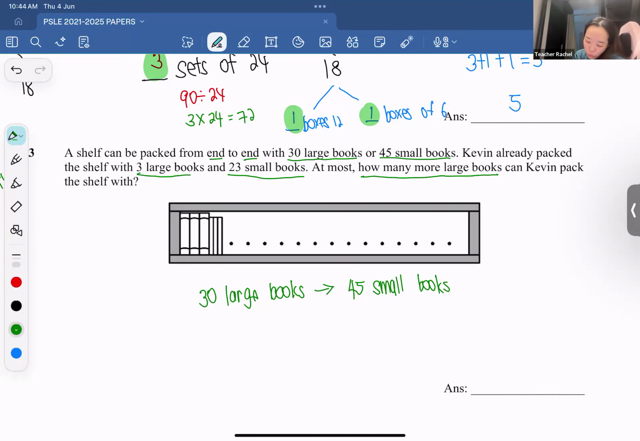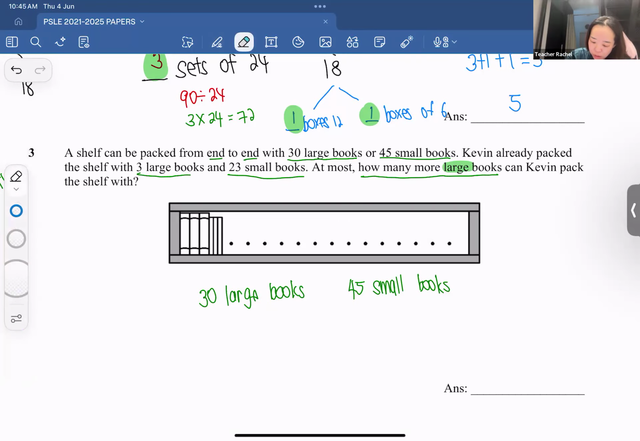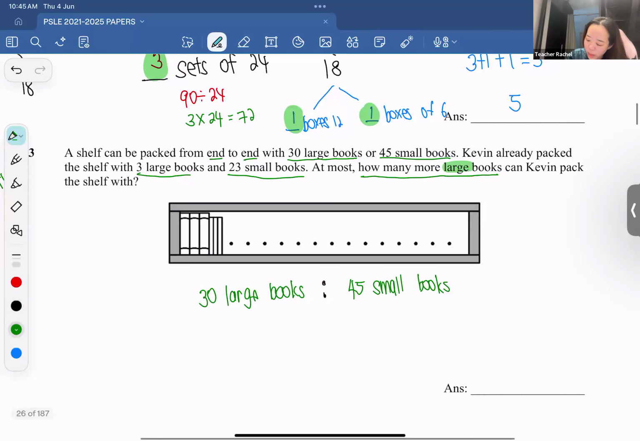Now, because I want large books, I will want to convert the small books into large. Maybe ratio might be better, so I'll use ratio. I want to get 23 small books. I want to know 23 small books is the same as how many large books. Since you can use a calculator, it doesn't matter if it's decimal or fraction. You can straight away calculate from here to here. You need to multiply by what number?